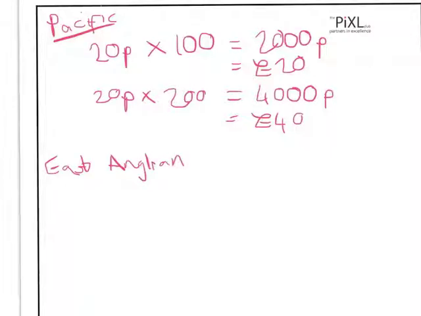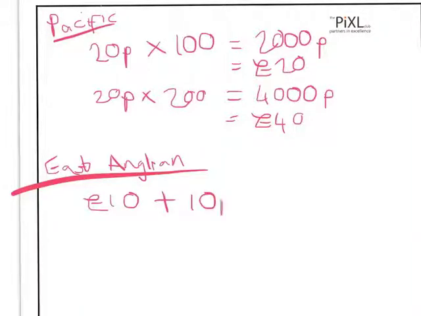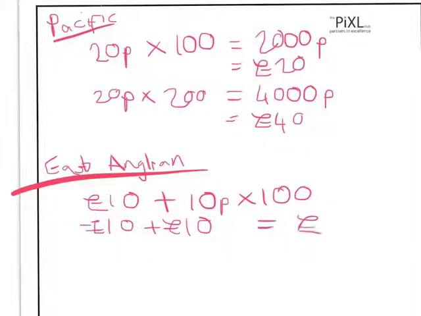Okay. And now we're looking at a startup cost of £10, plus 10p per unit. So we're going to multiply that by 100. And that will equal 10 plus, well, 10p times 100 is 1,000 pence, and that's £10. So that's going to be £10 plus £10, which is £20.